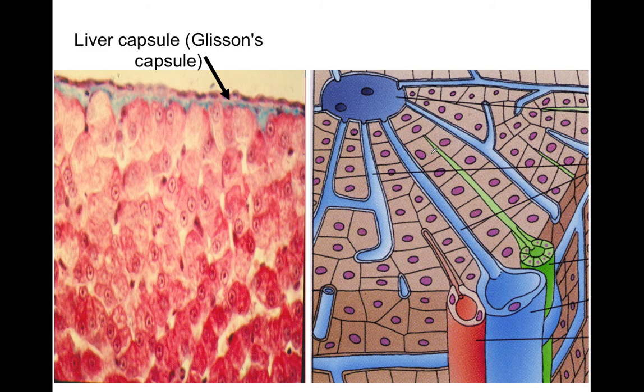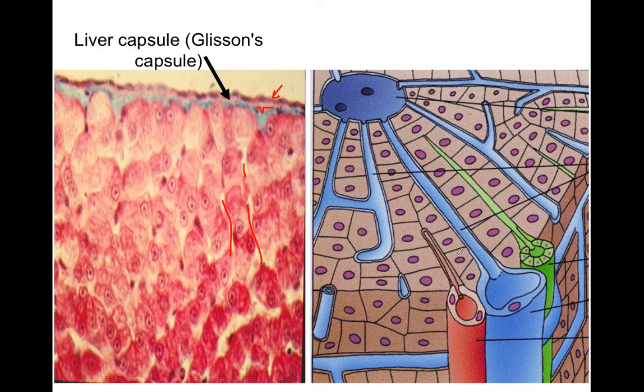See here, this is the simple squamous epithelium from outside. This is the connective tissue. This is the plate of the hepatocytes. And the space between the hepatocytes, as I said, is the area of the sinusoid. So these spaces between the plates of the hepatocytes are the area of the sinusoid.